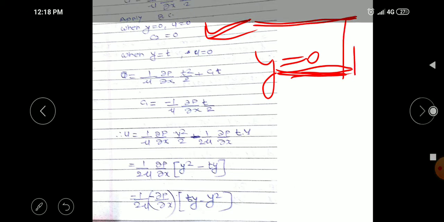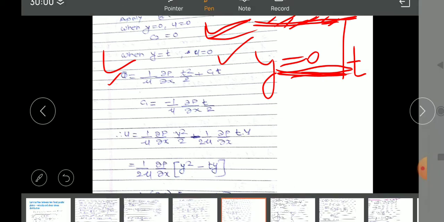Now the other plate is at this position and the gap is t. So at y equals t, the second condition, the velocity is again 0 because this is also a fixed plate. So the fluid near the wall again has zero velocity. Putting u equal to 0, we get C1 equal to minus 1 by mu delta p by delta x t by 2.